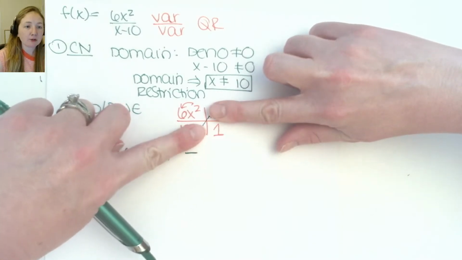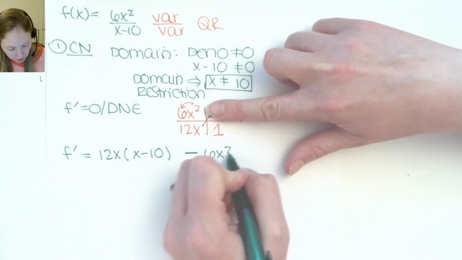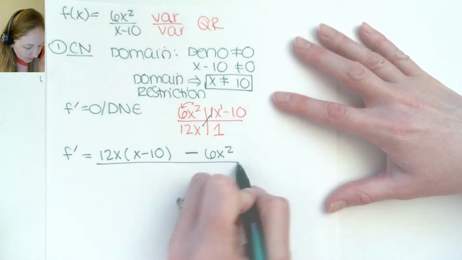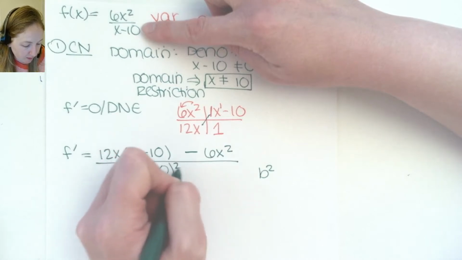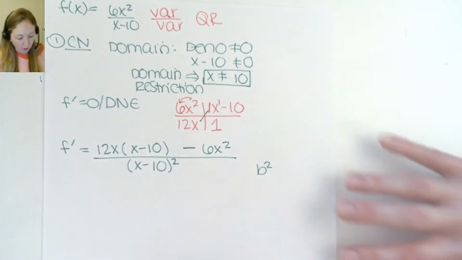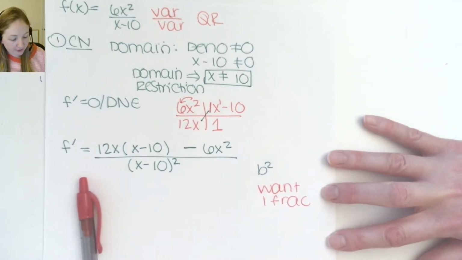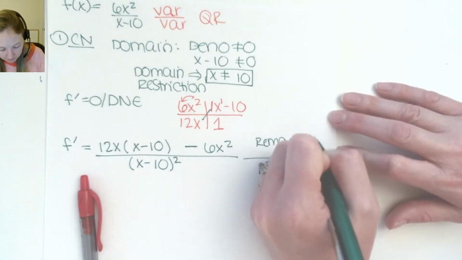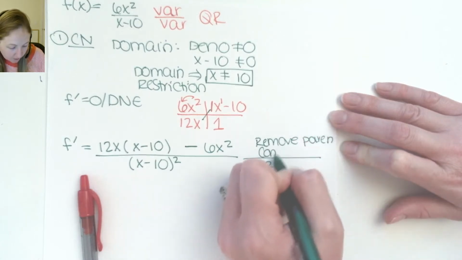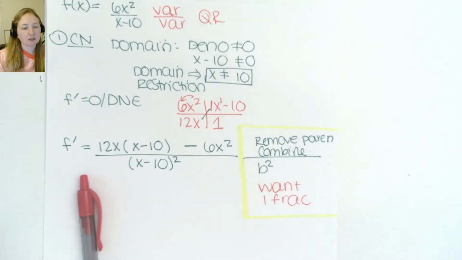this main diagonal, you'll notice I have 6x squared times 1. The times 1, of course, I can drop and just write it as 6x squared. And then that is over my b squared, my bottom squared. So that's going to be x minus 10 squared. Now, here is where we want to have one fraction. So because we want one fraction, we need to work in the numerator and remove our parentheses and then combine our like terms. This is always going to happen with these questions with the quotient rule: it's the numerator that you're going to focus on, simplifying that numerator.